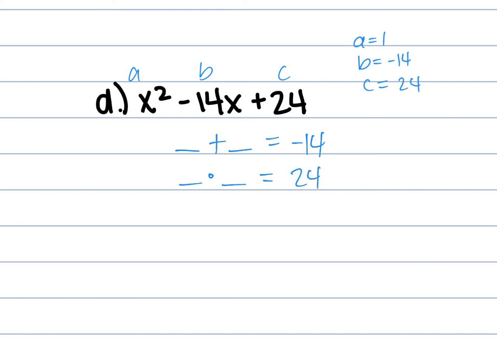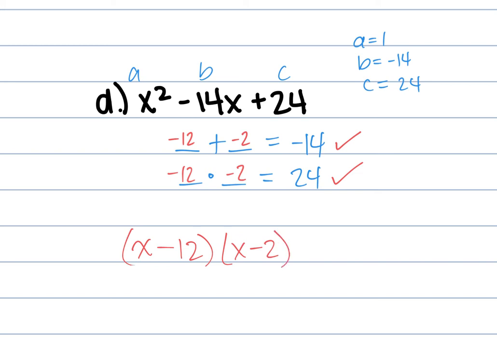Does anyone know the factors that go here? Dougie? 12 and 2, or -12 and -2. -12 and -2. Very good. -12 plus -2 gives me -14. And -12 times -2 gives me +24. So my final answer, Adam, is (x - 12)(x - 2). Good.